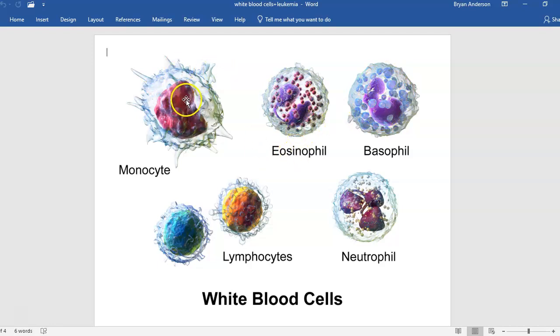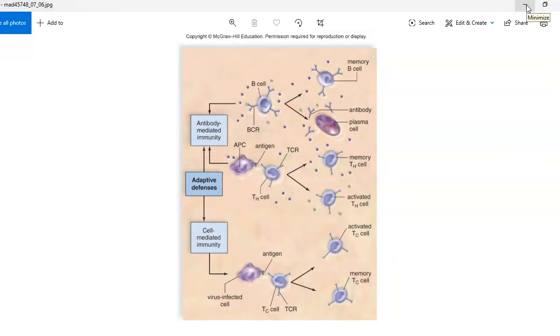Monocytes, the largest white blood cell, lymphocytes the smallest, so on and so forth. Okay, so if we look at some ailments that attack, if you will, our own immune system, those are the ones that can really be difficult. And AIDS is one of those.